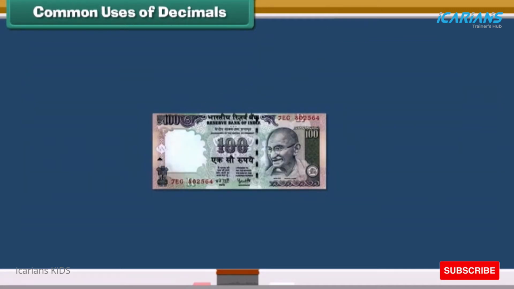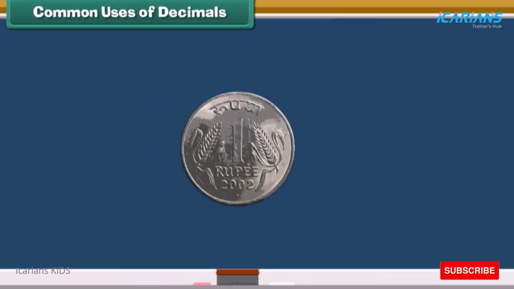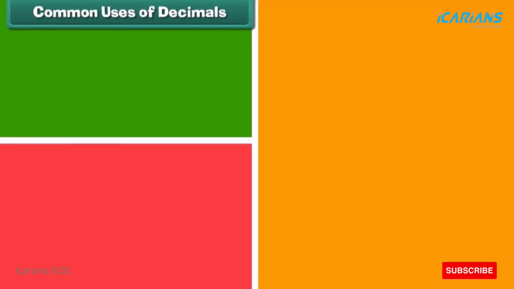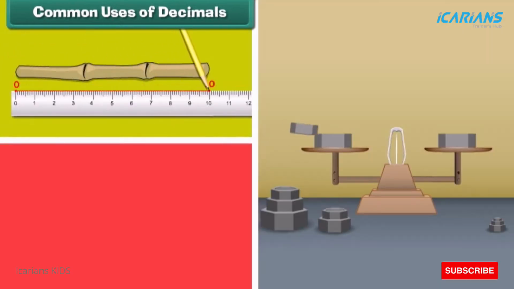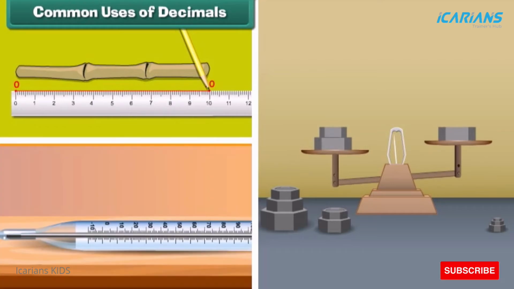Do you know 1 rupee is just 1/100th of a 100 rupee? Isn't it interesting? We can also use decimals for measurement, weight, and temperature. Therefore, decimals are really very important.